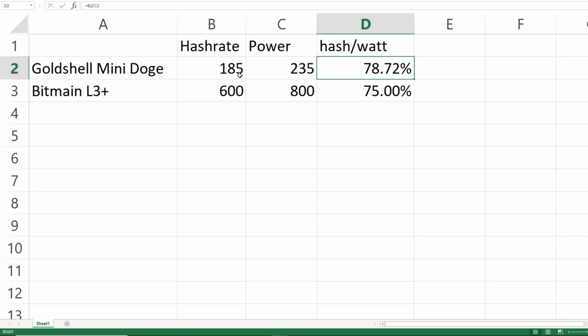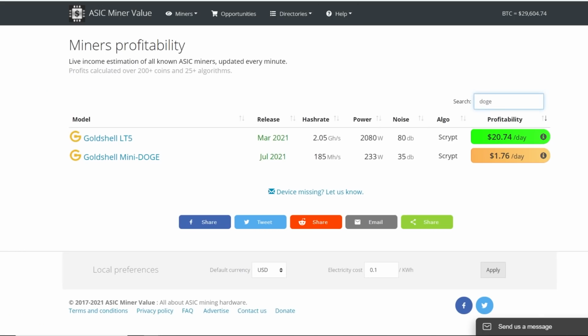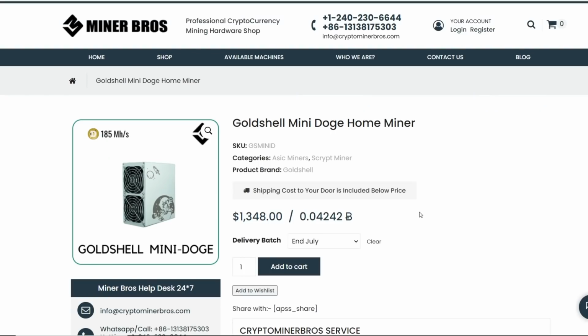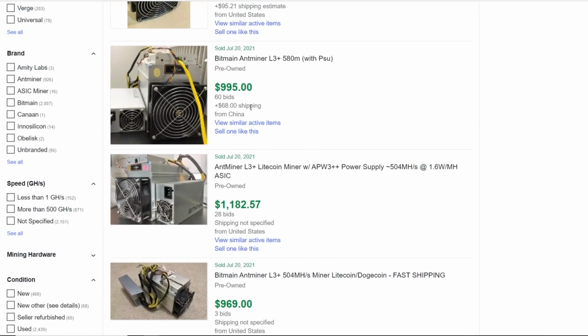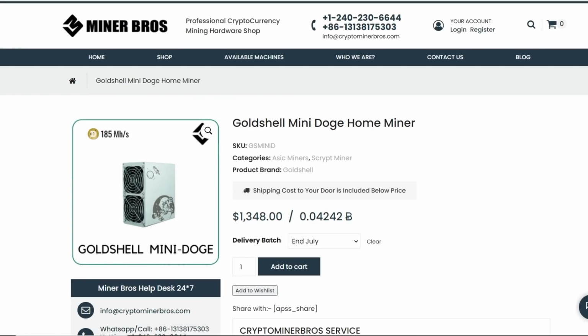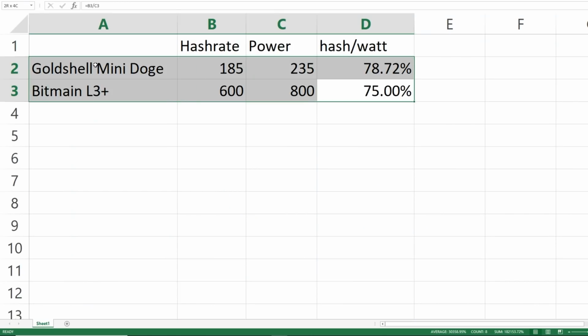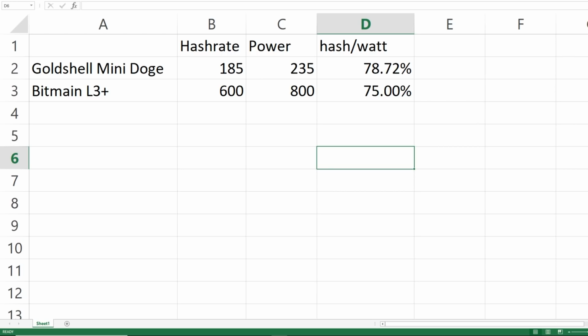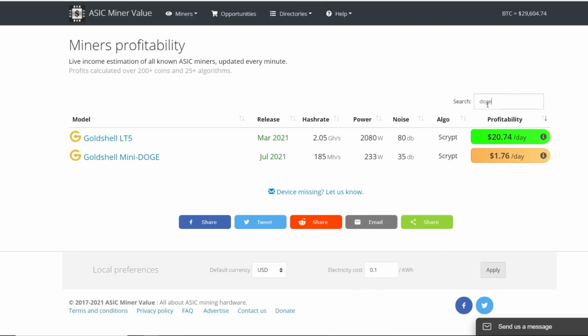Just to look at the efficiency here, comparing the Mini Doge and the L3+, looking at the numbers, the hash rate versus the power consumption, we do the division here, and in percentage, it's only about a 3%, 4% difference in efficiency for the Goldshell Mini Doge. So to be honest, you're looking at buying one of these Goldshell Mini Doges for $1,348, or an L3+ for $1,100, $1,000, right? So you're either going to buy this four-year-old L3+ or this Mini Doge home miner, which, in my opinion, has almost the same efficiency. I don't think these Goldshell Mini Doges have gotten that much more efficient.